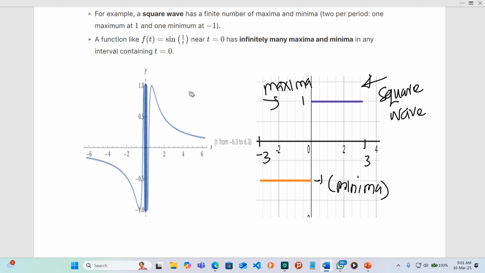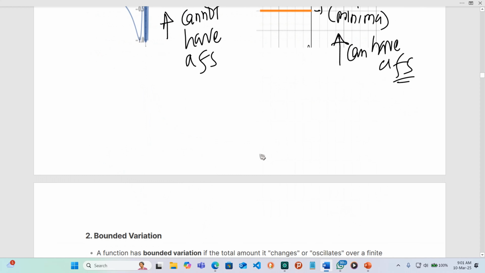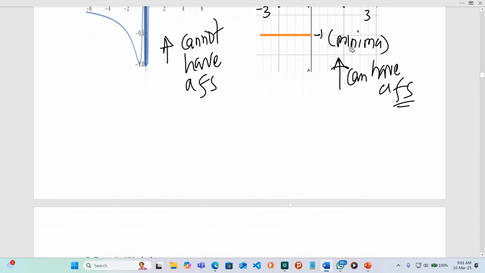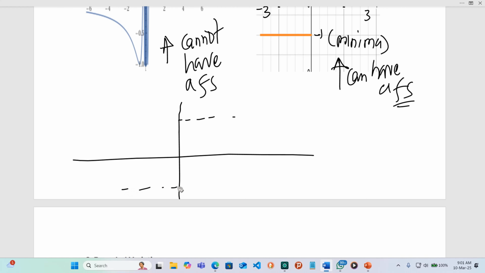Now look at this other function, f of t is equal to sine of 1 over t. Near t equal to 0, you have very many maxima and minima. You can't even count them, very many of them. So this one cannot have a Fourier series. But this can have. If, for example, this has a Fourier series, then it is going to be like this. It's going to have something like this. Then this also is like this, something like that. Then this is a plot of a Fourier series.